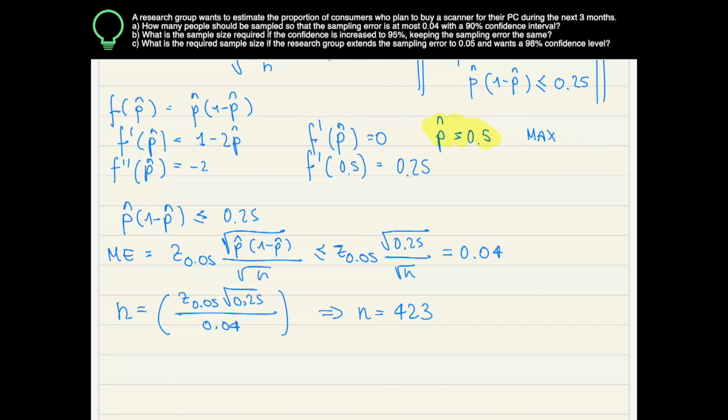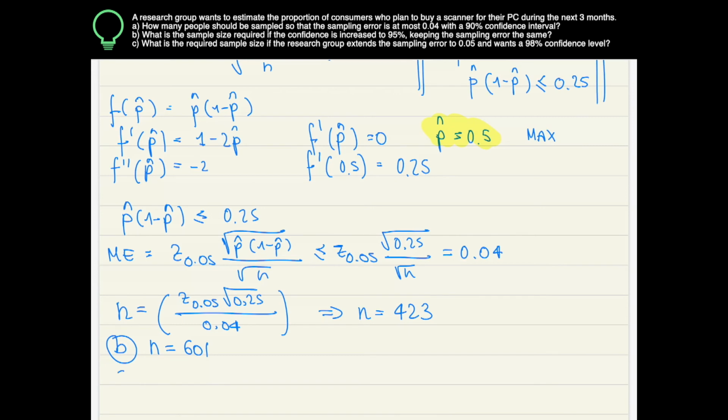You only have to play around with the level of significance, or equivalently the level of confidence. Intuitively, what is the sample size required if the confidence is increased to 95%? If you want to be more sure, we will need to sample more people if you want the same margin of error. If you repeat these calculations, you will find that in this case n is equal to 601.